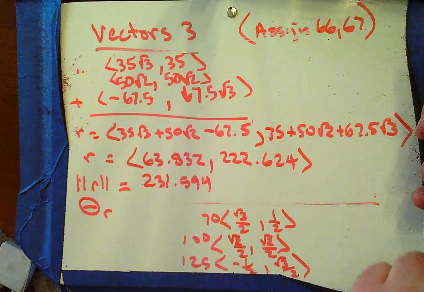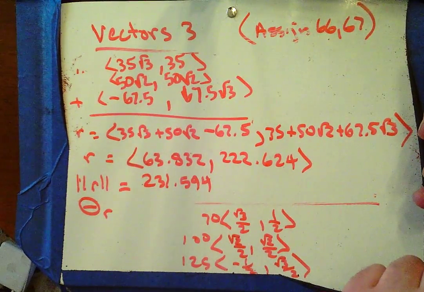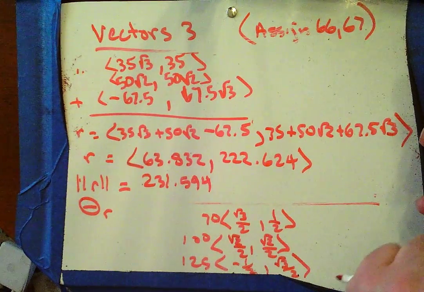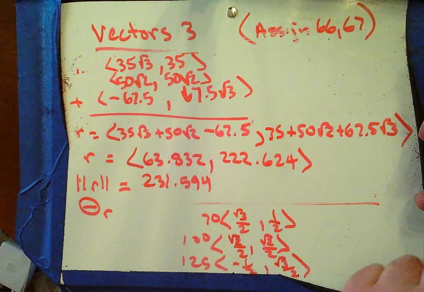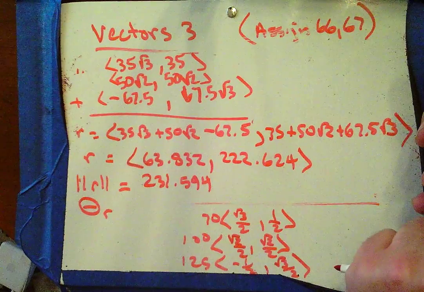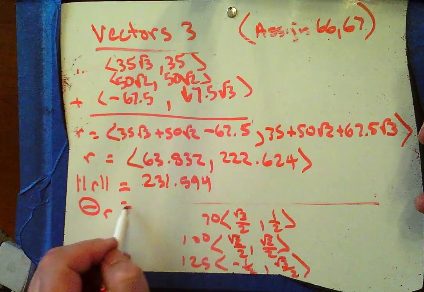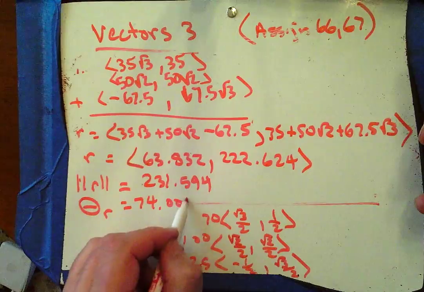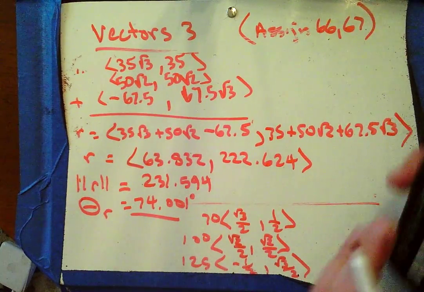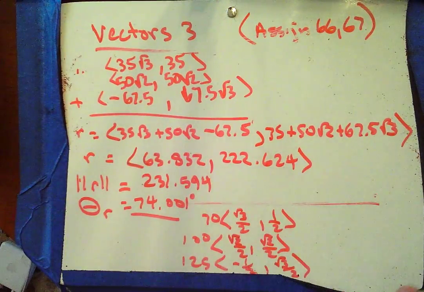And finally, theta r is going to be inverse tangent of 222.624 divided by 63.832. And that gives me 74.001 degrees. Nice. Now, let's think about what's going on here.